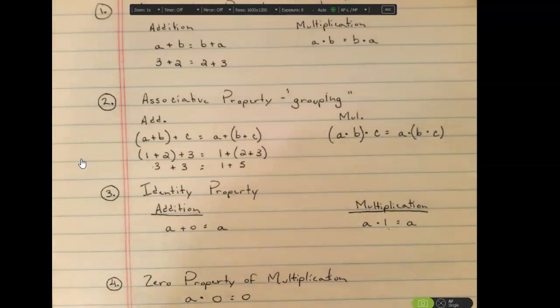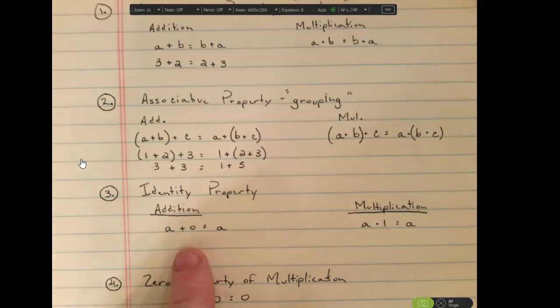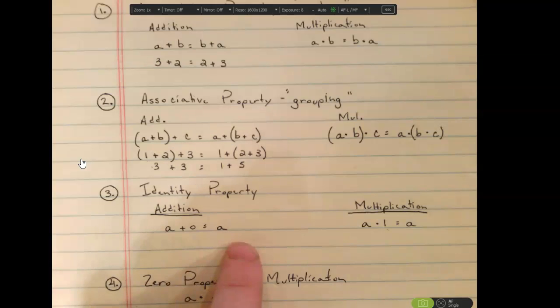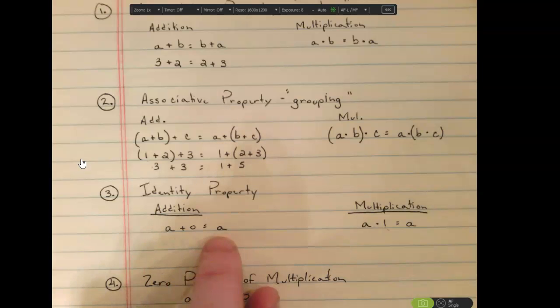Number 3, the next property we're looking at, guys, is the identity property. The key with the identity property is I want to get back to the number that I started with. So for addition, if I start with A, and A is just a variable, it can mean any number. It could be 5, could be 16, could be 6,000. With the identity property of addition, whatever number I start with, I want to get back to that original number. The only way to do that is to add 0. So through the identity property of addition, A plus 0 is equal to A.